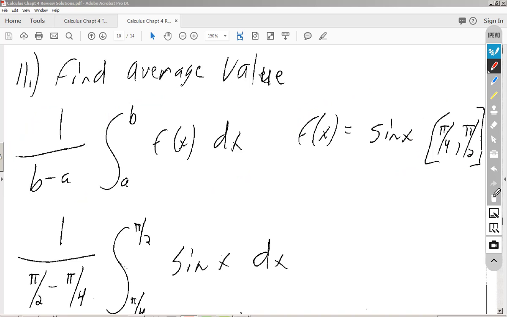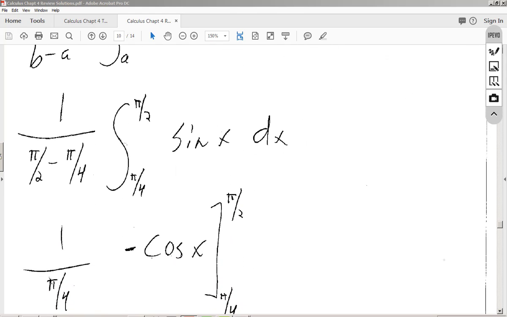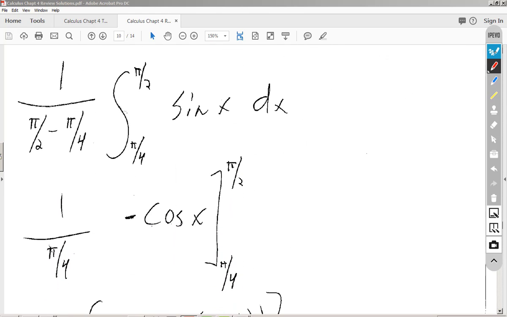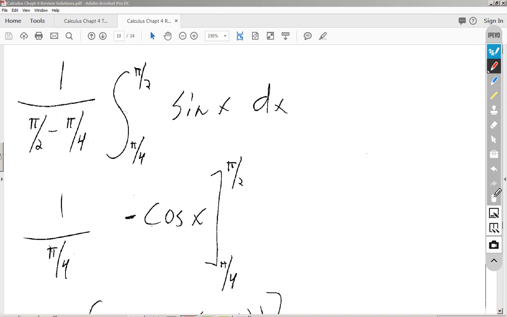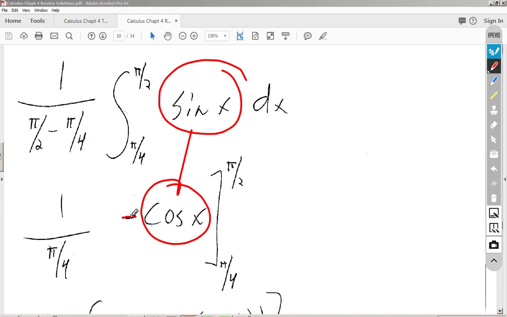To set this equation up, here's our b minus our a, so here's pi over 2 minus pi over 4. We're going to go from pi over 4 to pi over 2 of the sine of x dx. So now we just need to integrate this. The integral of the sine of x is going to be the cosine of x, and remember, since we're integrating and it starts with a c, that's a negative. And we're going to evaluate that from pi over 4 to pi over 2.